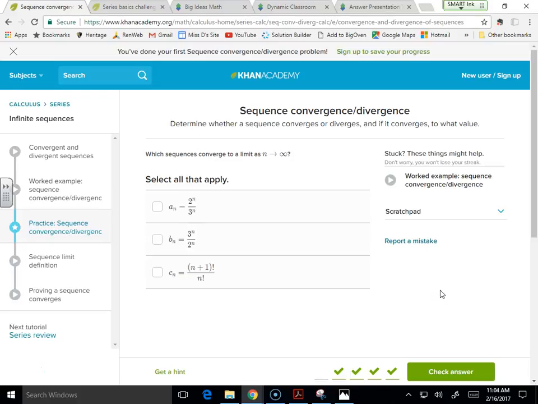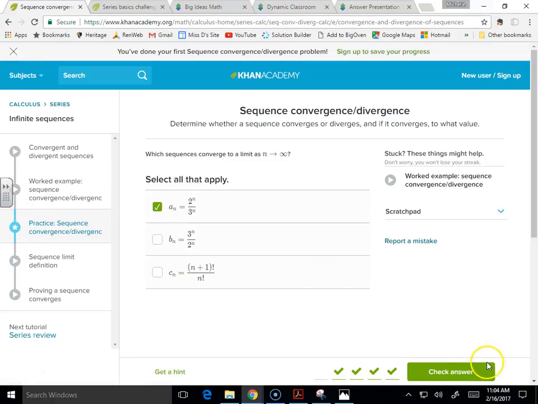I'm going A and B. No. It's A and C. C goes to infinity. No, it doesn't. C does go to infinity. Yeah. Think about it. It's n plus 1 times n factorial. It's just showing n plus 1, and it goes to infinity because the n factorial cancels out.